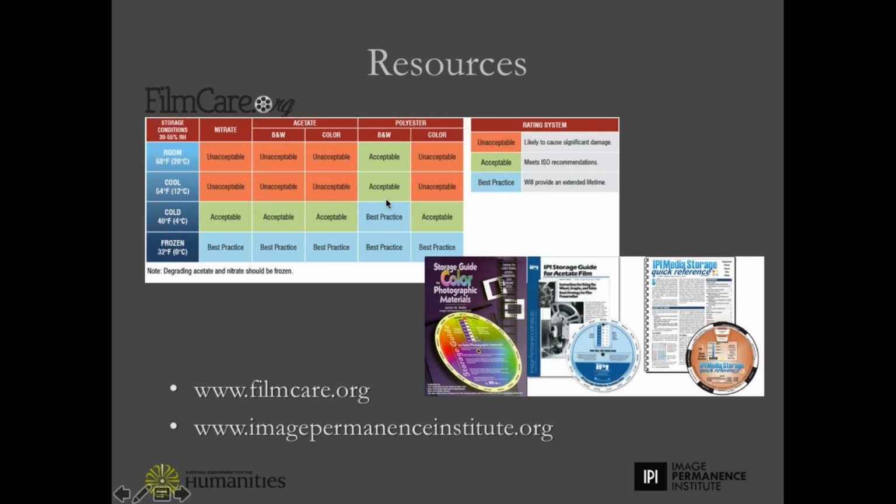We have our filmcare.org, which is specifically about looking at film. So there's motion picture film as well as sheet film for still photography. We also have all of these storage guides that are available on our website. If you go under the resources and publications, you can find these. These are all free and available as PDFs. I want to note that the color storage guide is specifically for chromogenic materials. When we say color, we mean chromogenic. Chromogenic is the most popular and the most common color photographic process of the 20th century.